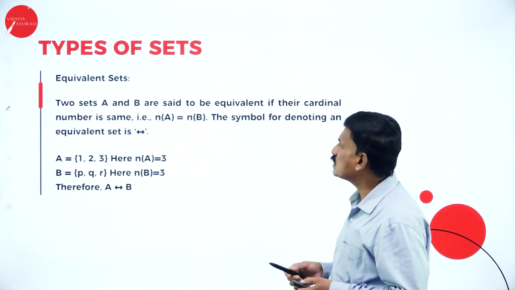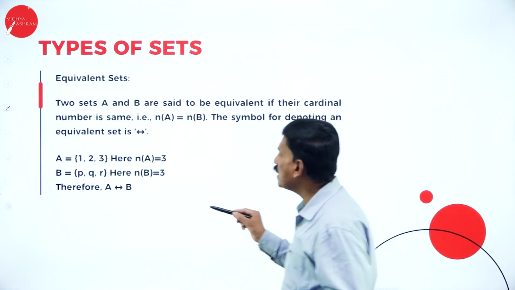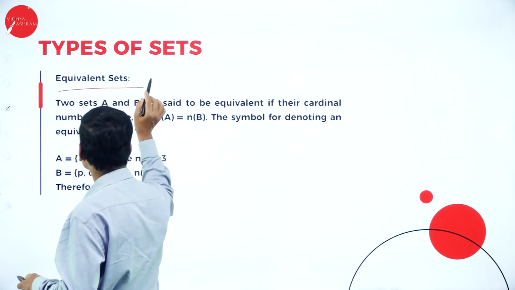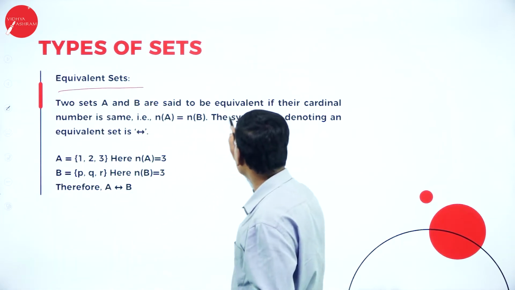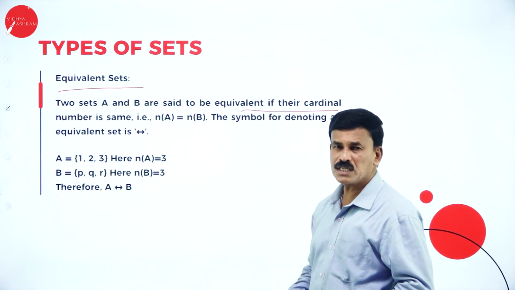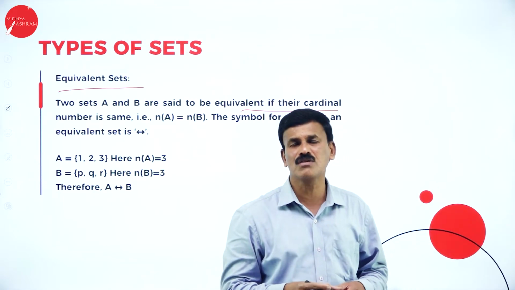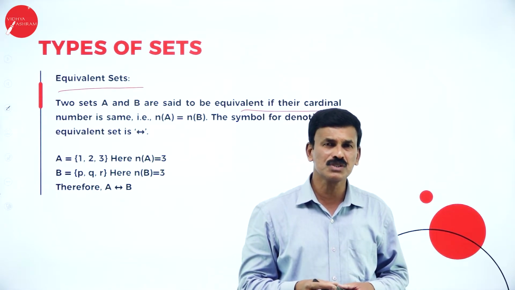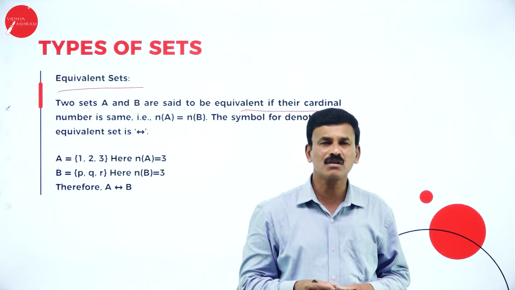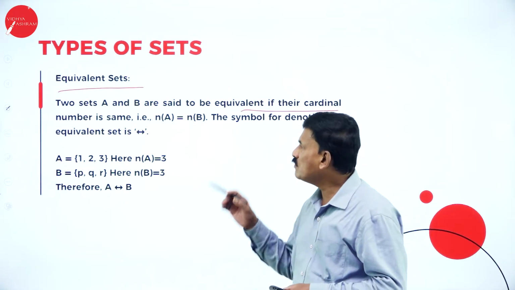Now, let us come to the next one, equivalent sets. Two sets A and B are said to be equivalent if the number of elements in the sets are equal. If the number of elements in two sets are equal, then they are called equivalent sets.